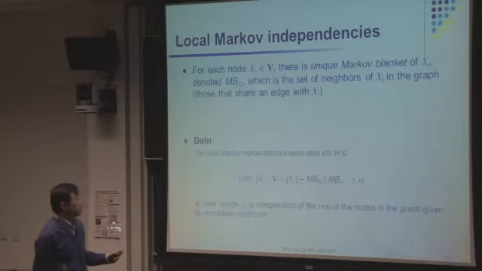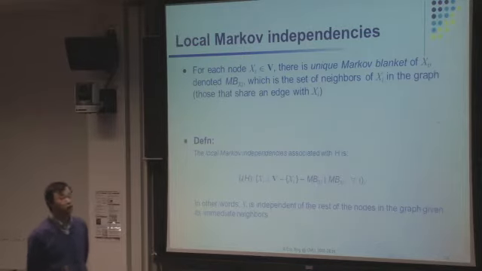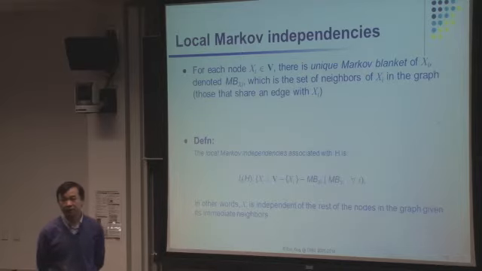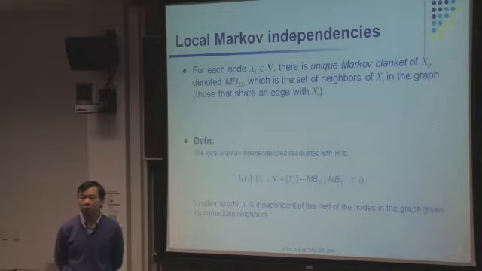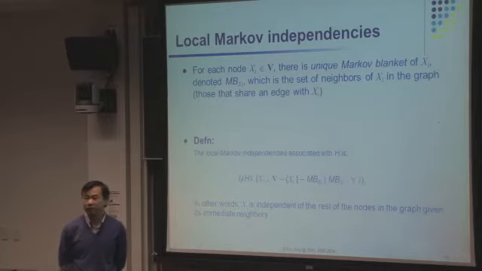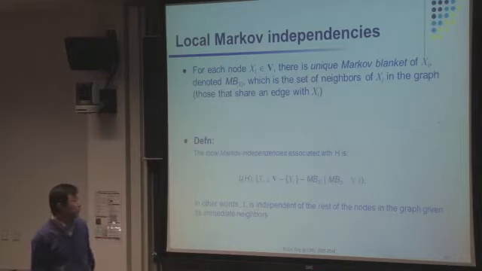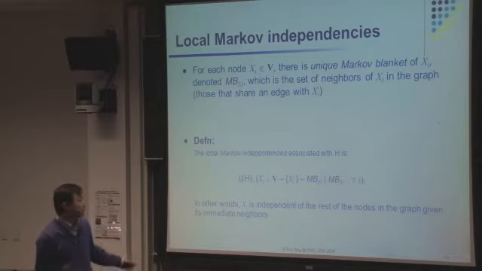And sometimes, for various reasons, people care about the so-called local Markov independencies. For example, when we later learn an algorithm called Gibbs sampling, we actually want to know the set of variables which is conditionally independent of a particular given random variable. Okay, and in that case, the local notion is more important and practically useful. And in this case, the definition of the local Markov independency is also very easy.